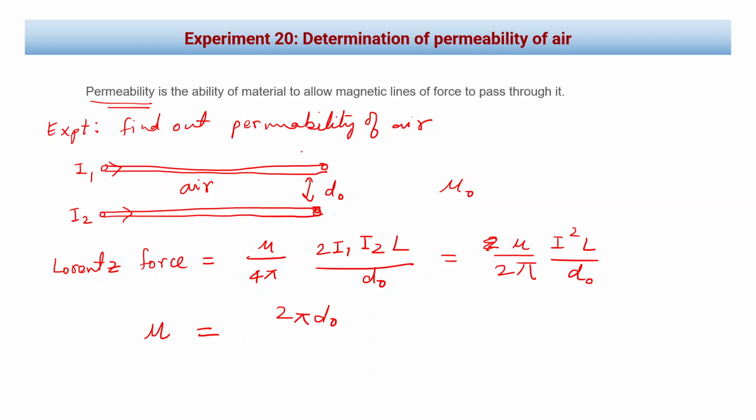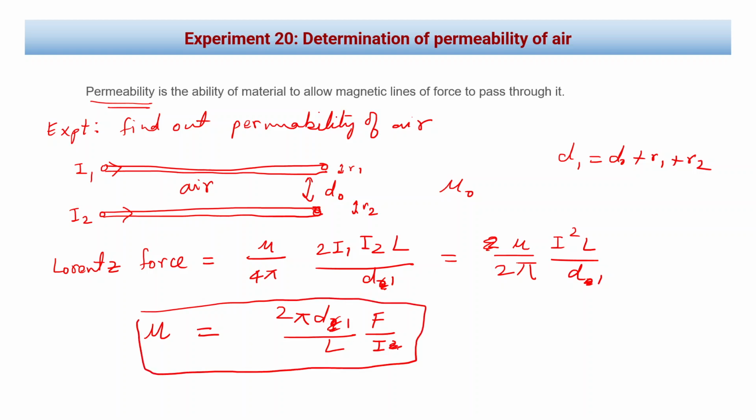Actually, we can define something else. If the rods are of some significant thickness, then there will be their radius also, right? In that case, if you want to consider the correct value of distance, then we should consider their radius also. So we can write d1 as d0 plus r1 plus r2. Then we can define it even better, with more accuracy, as mu equals 2 pi d1 over L times F over I square. This is the working formula for this experiment.